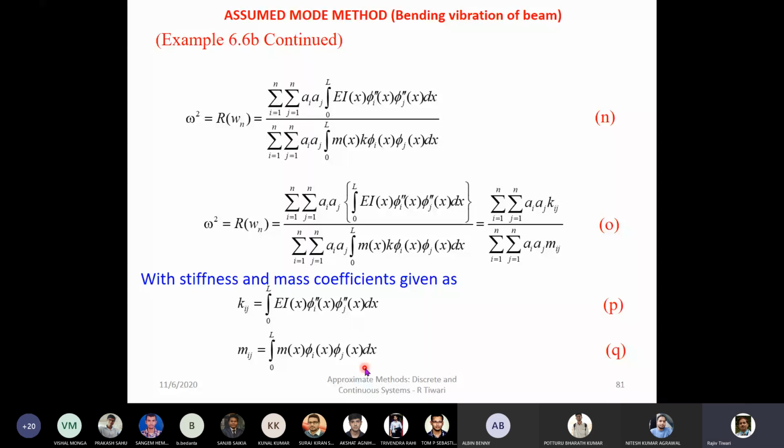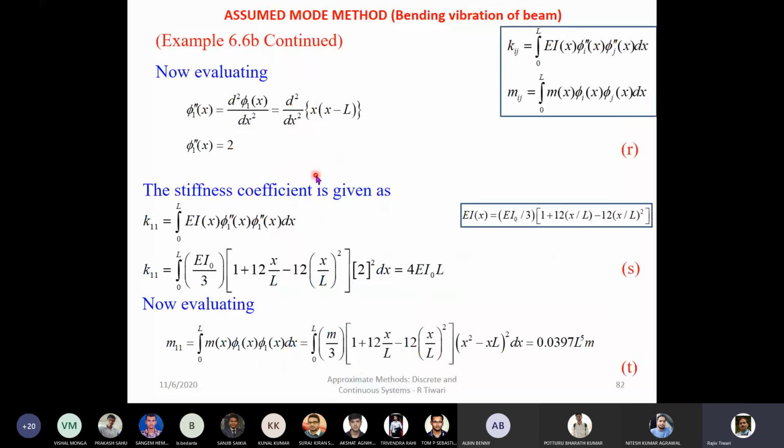Now coming to our admissible function, we'll substitute it because we need the second derivative. Once we take the derivative of the admissible function twice, we have already seen that it is 2. Now we want to calculate K11. So K11, we'll put i and j equal to 1, 1. So this is the K11 coefficient, the stiffness coefficient.